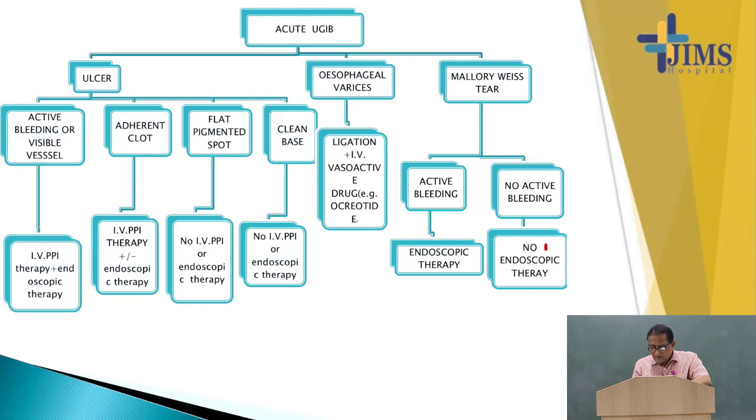If the ulcer is a clean base ulcer, then endoscopic therapy can be given, no IV PPI therapy is necessary. But flat pigmented spot, here also no IV PPI is necessary, endoscopic therapy. So endoscopy is the most important tool in the management of bleeding peptic ulcer. It is the mainstay of management, whether it is an esophageal varix or a bleeding peptic ulcer.